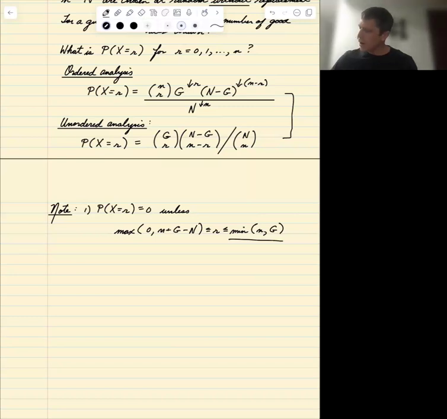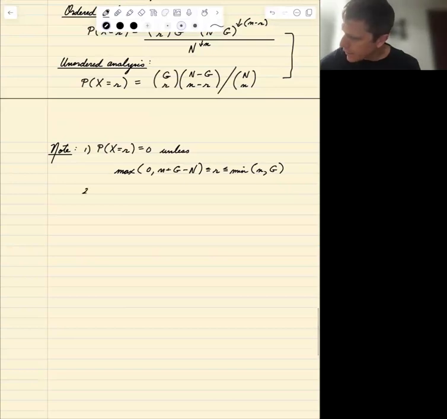Now let's suppose that R, of course, was less than 0. You can't choose less than 0 balls. And if R is less than n plus G minus N, we'd be picking more than the number of bad balls. So we'd be asking for more bad balls than there are bad balls, and that wouldn't work either. So that's where those conditions come from. And the distribution takes care of it for us because n choose k, where k is bigger than n, is 0. So the probability will automatically be 0.